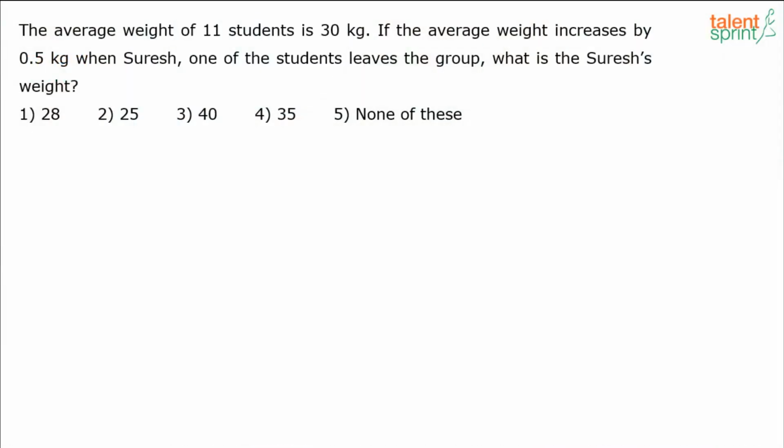Here's the one. Look at this. The average weight of 11 students is 30 kg. If the average weight increases by 0.5 kg when Suresh, one of the students, leaves the group, what is Suresh's weight? Now solve this yourself first. I want all of you to try it yourself, and then I'll explain the same thing using equal distribution.